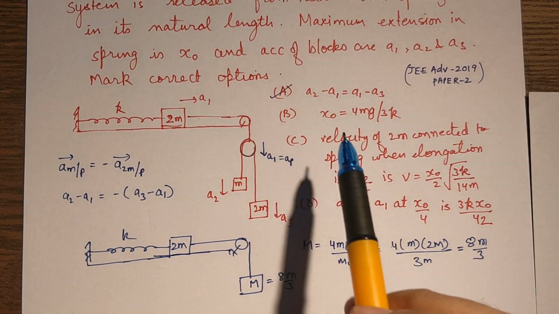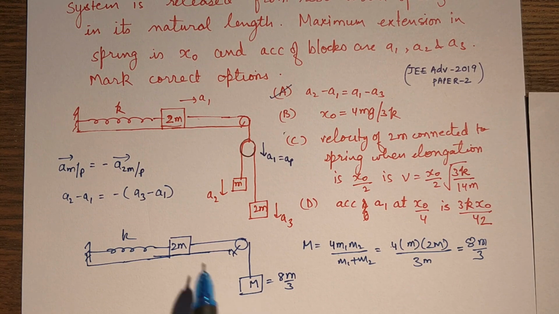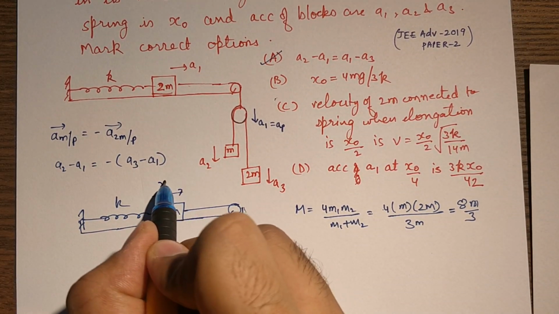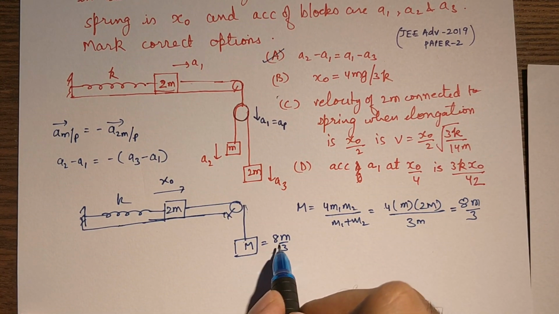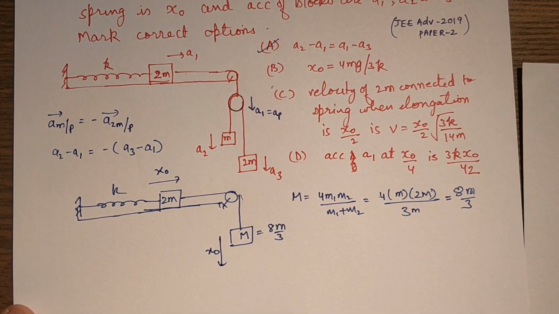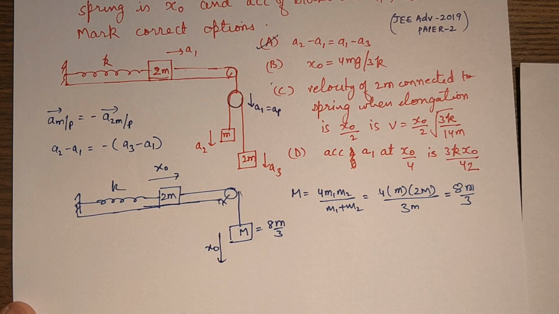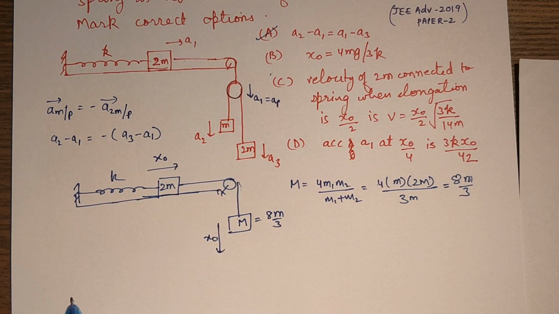Now the second question is x naught, the maximum elongation. You can see that as this moves down, this has to move right, since it is connected by an inextensible string. So at maximum elongation, let's say the maximum elongation is x naught, this 2m will move a distance x naught. This capital M, which is 8m by 3, has to move the same distance x naught. And at maximum elongation, it will come to rest for an instant. This will also come to rest for an instant. So at maximum elongation, the kinetic energy of the system will be 0.